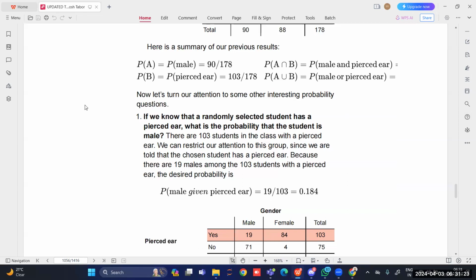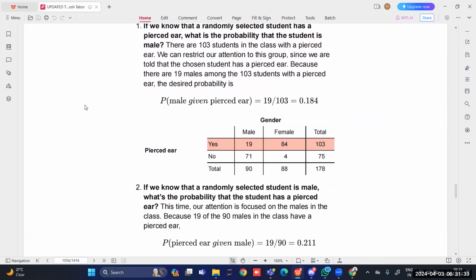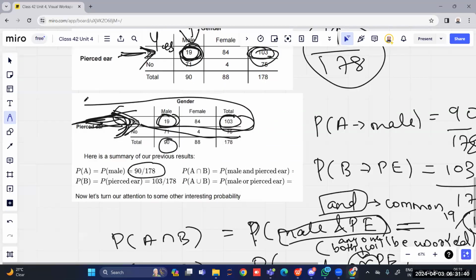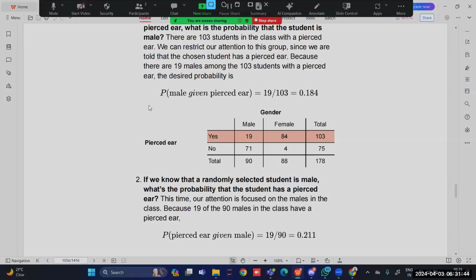Since we are told the chosen student has a pierced ear, and there are 19 males among the 103 who are pierced, male given pierced ear is 19 divided by 103, correct? So if we know that the randomly selected student is a male, what's the probability that the student has a pierced ear? The second one, I'll pick this one.